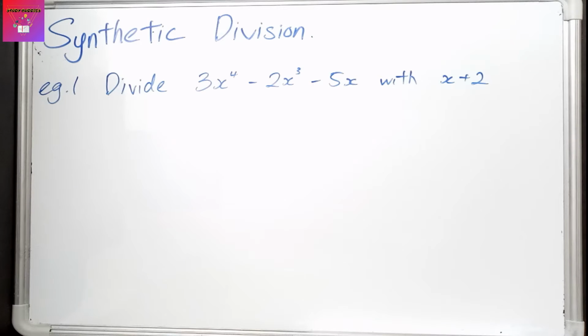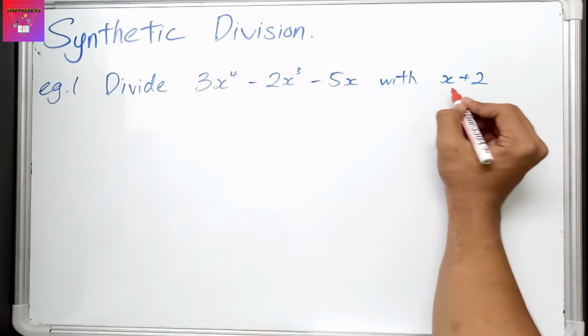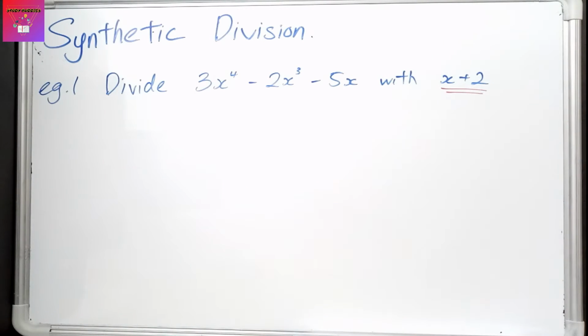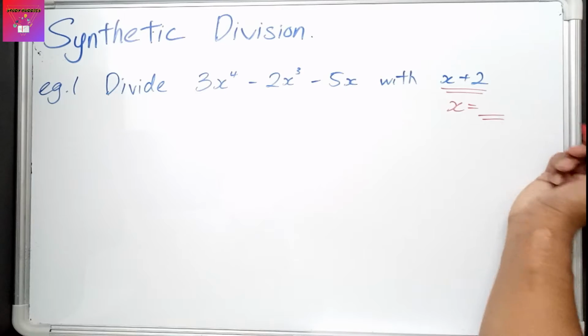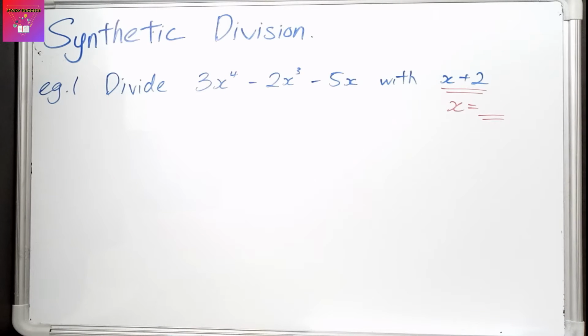But the only condition required for synthetic division is about the divisor, the one with the smaller power. Like for this example, this is the divisor. Whenever you see the divisor, you must be able to get x equals a certain value. If you are not able to get one certain value, then it is impossible for you to do synthetic division. So let's begin to solve this question.